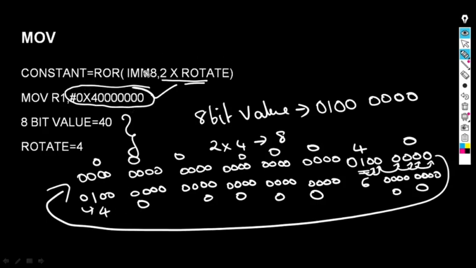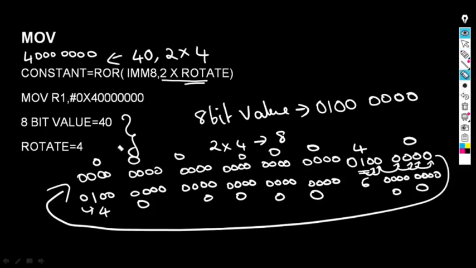So does it satisfy this condition? Yes. I have an 8-bit value which is hexadecimal 40, which I can rotate 2 into 4 times to generate the desired constant, which is 4 and all zeros. Because this is possible, I can move this content using this particular instruction.